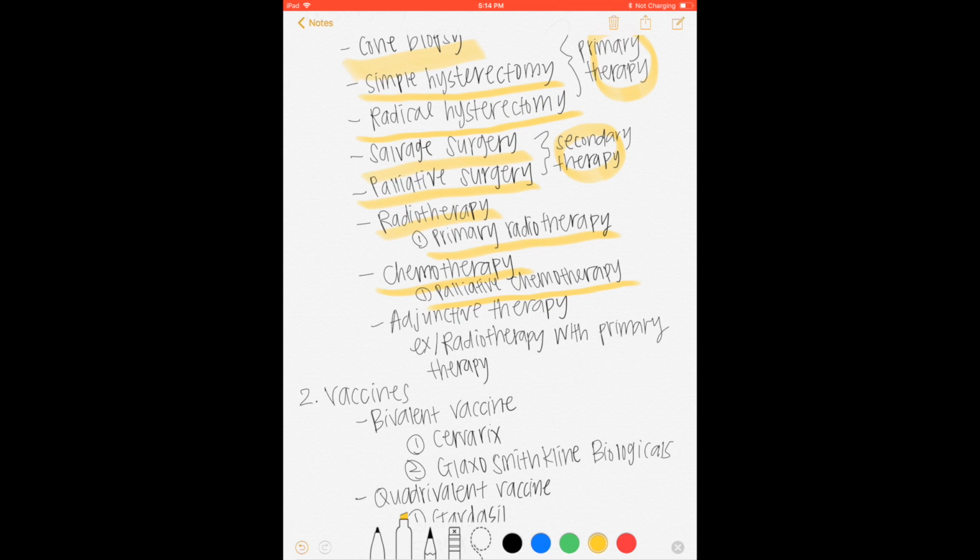The last therapy is called adjunctive therapy. It is another treatment used with the primary treatment to assist the primary treatment. For example, radiotherapy may be given as adjunctive therapy in combination with primary therapy if the surgeon discovers that the cancer has spread beyond the cervix to the parametria or to other pelvic organs during primary surgery, or if the pathology report indicates less than 5 millimeters of disease-free tissue around the cancer after hysterectomy. And lastly, if involvement of lymph nodes with cancer was found during primary surgery.